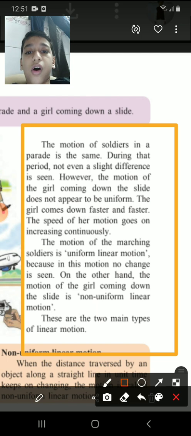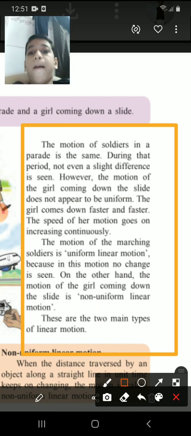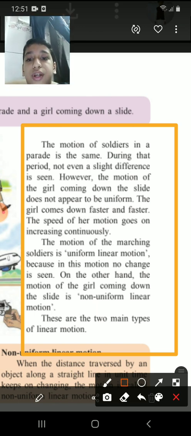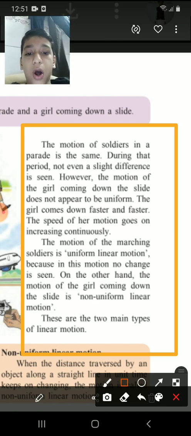However, the motion of the girl coming down the slide does not appear to be uniform. The girl comes down faster and faster. The speed of her motion goes on increasing continuously. The motion of the marching soldiers is uniform linear motion because in this motion no change is seen. On the other hand, the motion of the girl coming down the slide is non-uniform linear motion. These are the two main types of linear motion.